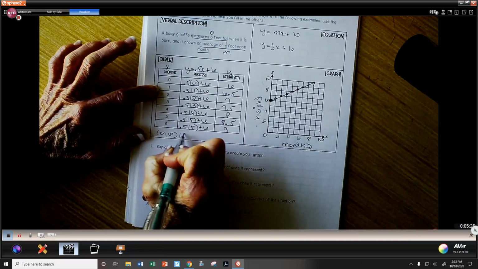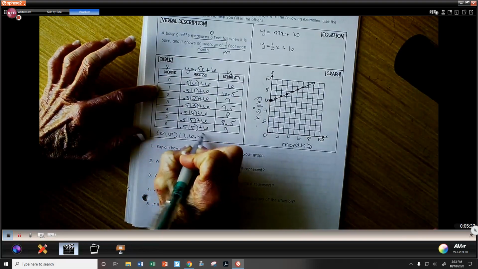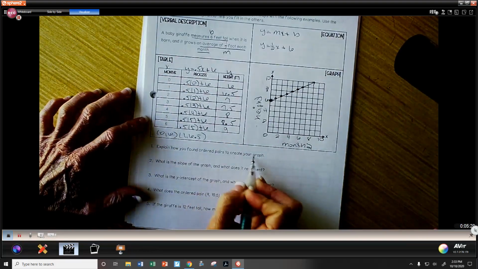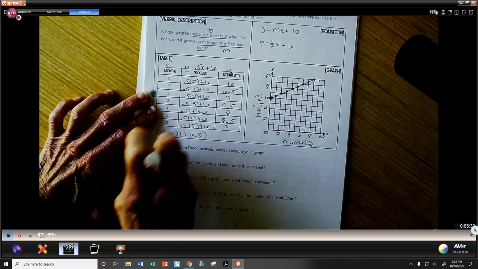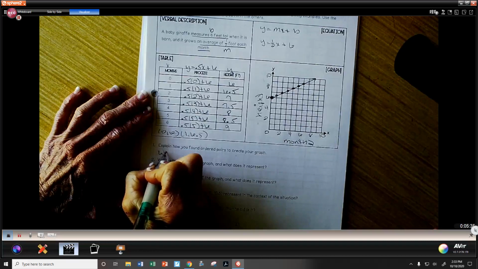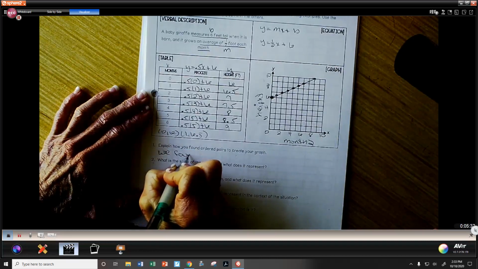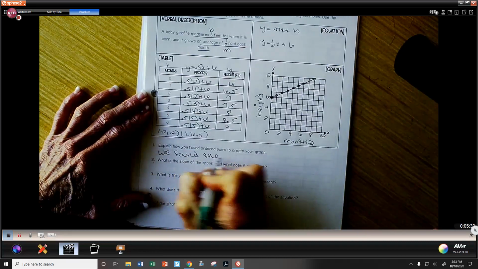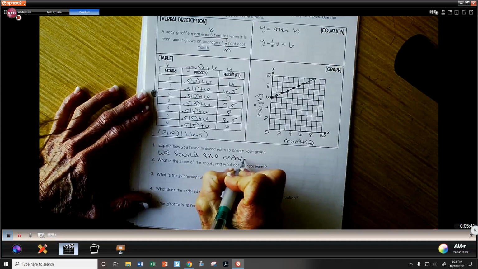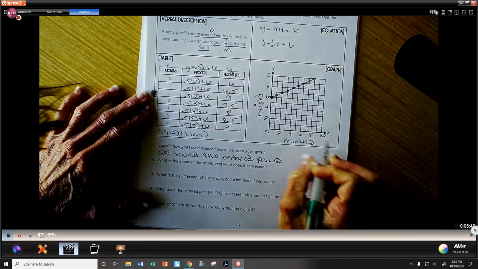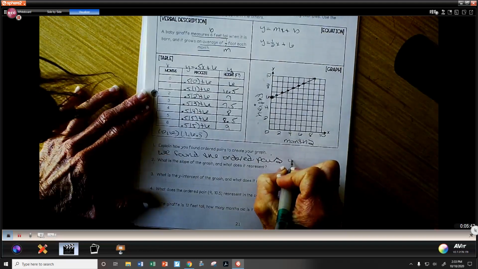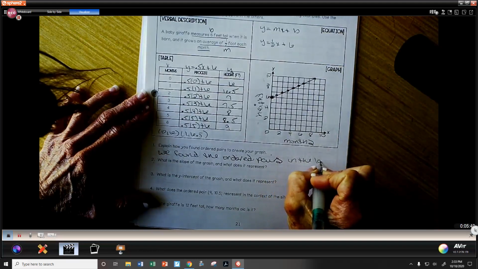This is 1, 6.5, and so on. So where did we find them? We found the ordered pairs in the table.